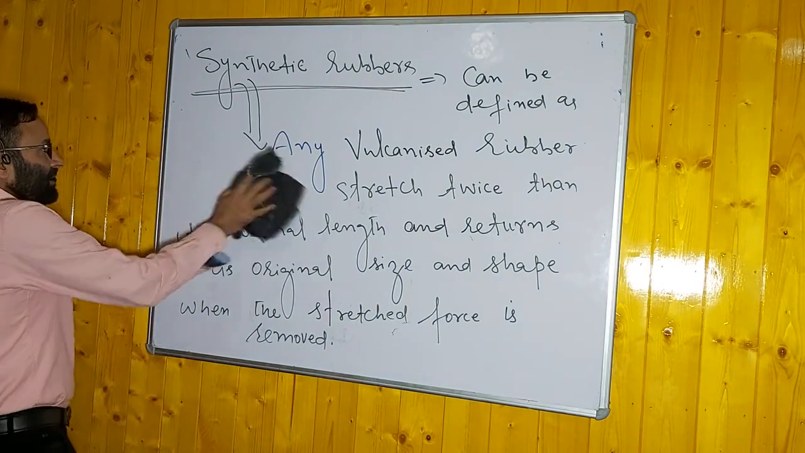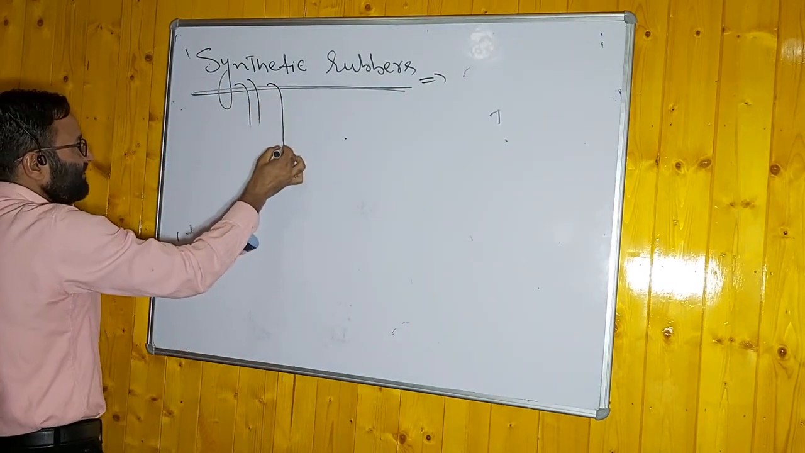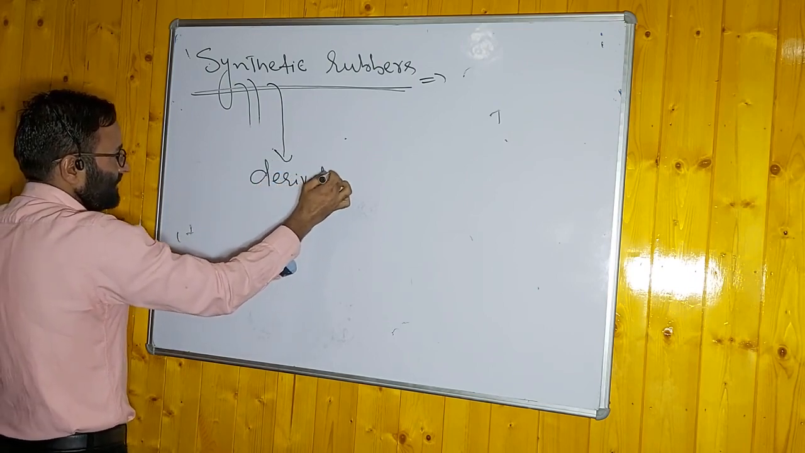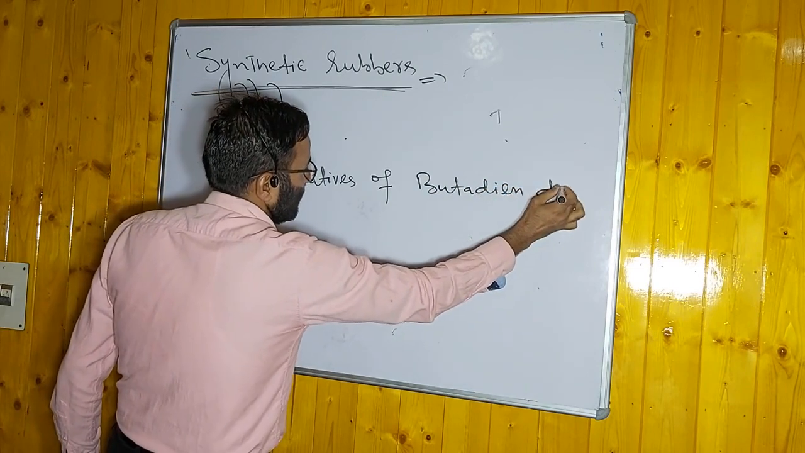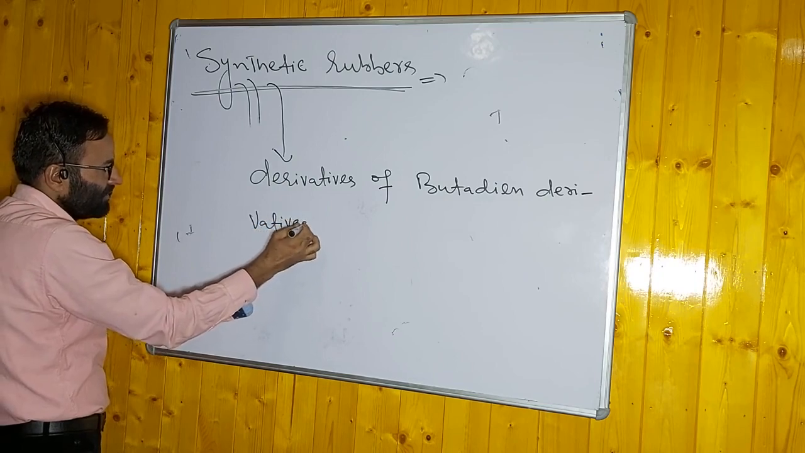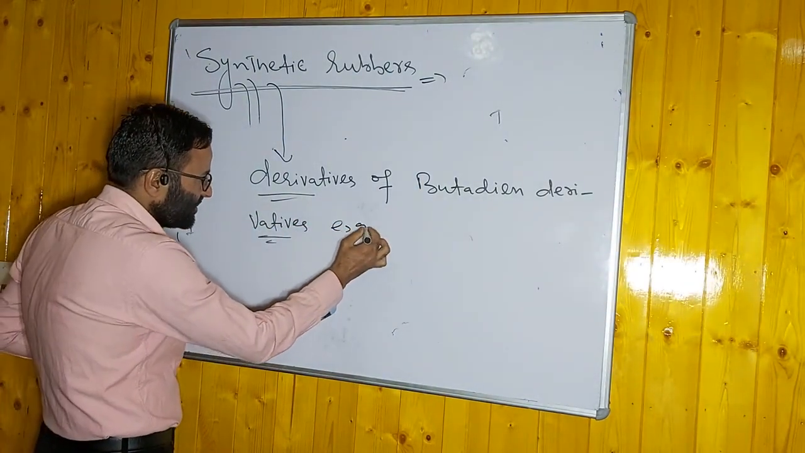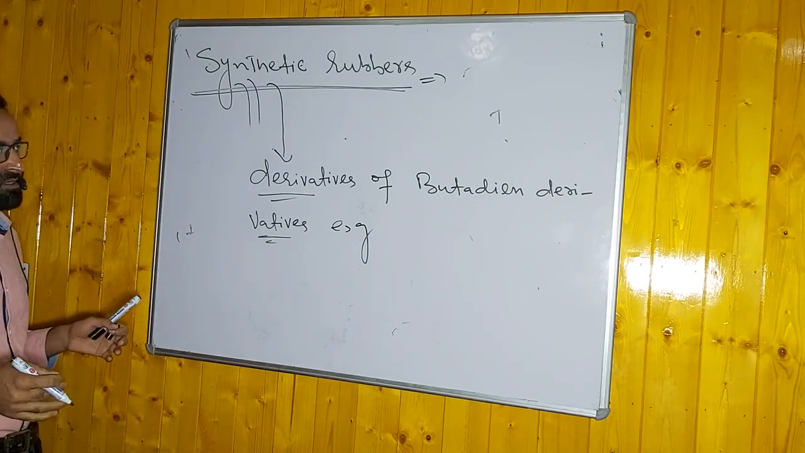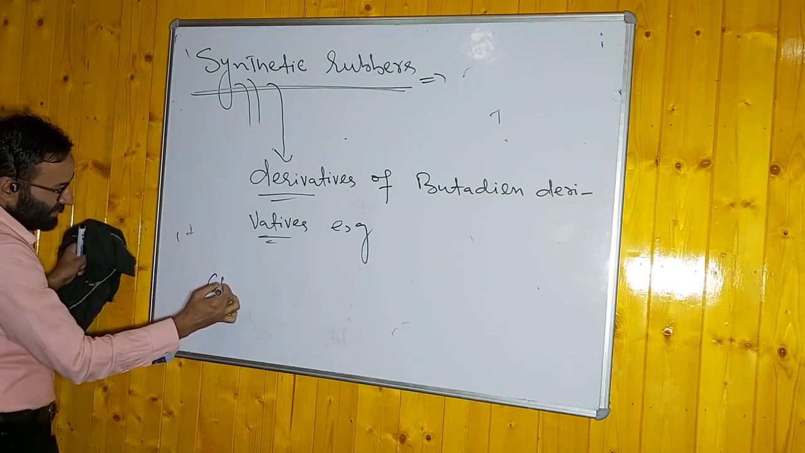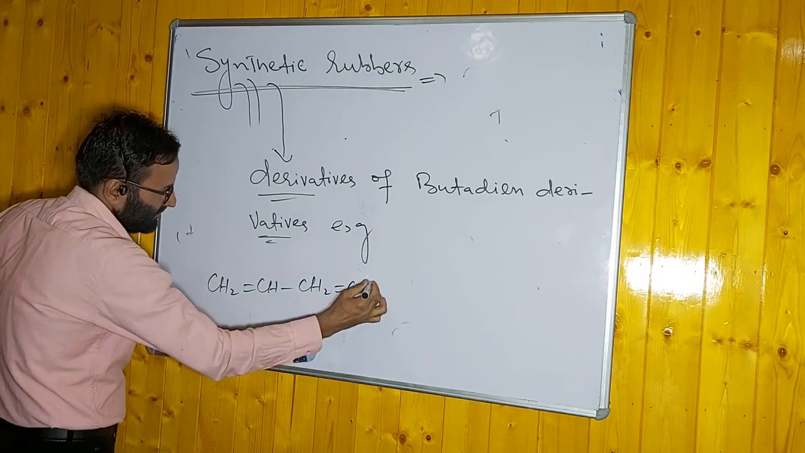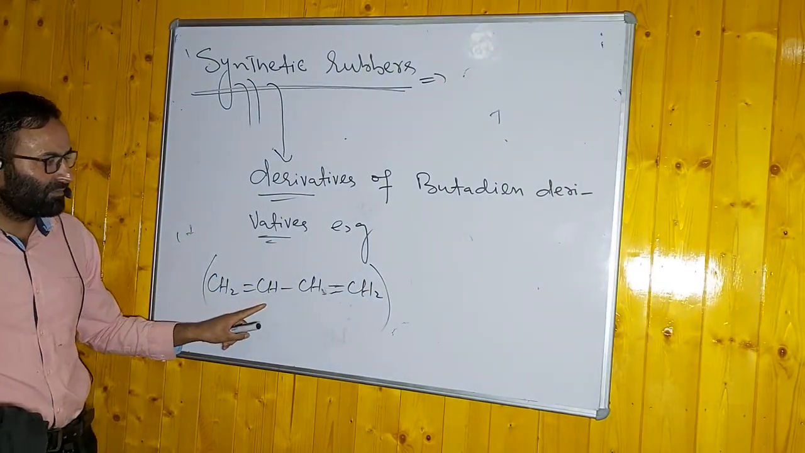This is the definition. And after the chemical analysis, it has been found that these synthetic rubbers are actually derivatives of butadiene derivatives. We can derive the synthetic rubbers from butadiene derivatives. For example, if you consider this butadiene derivative, 1,3-butadiene, you can bring it as homopolymerization. It can undergo homopolymerization. It can form the synthetic rubber.